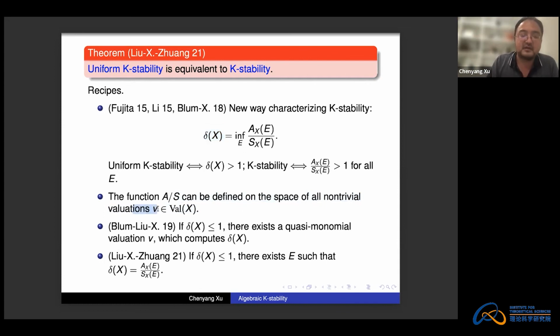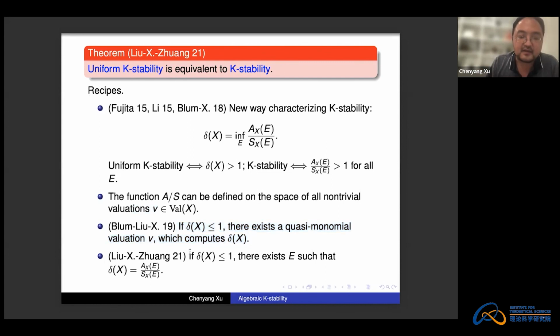But what's much deeper is this valuation. Indeed, you can first prove it's a quasi-monomial valuation, which is some slightly more general valuation than a divisorial valuation. But the proof of this theorem by Blum, Liu, and myself already uses Birkar's proof of the boundedness of complements, which is the main theorem in his paper in 2015. So this step is actually already quite deep. But this is the first part of the regularization process. We got a quasi-monomial valuation.